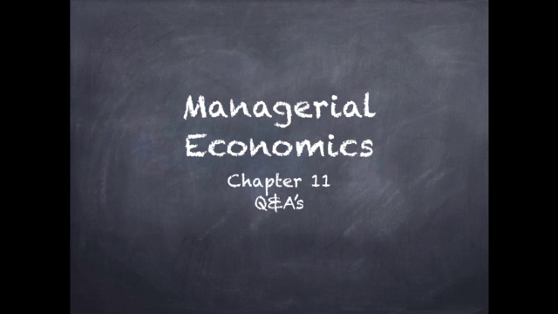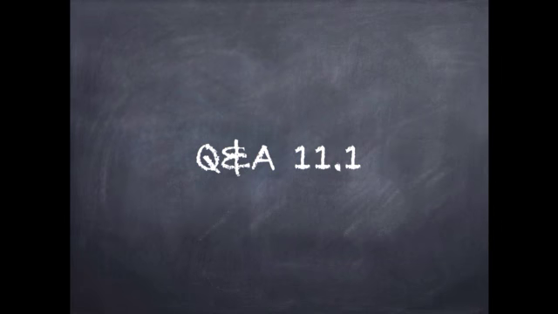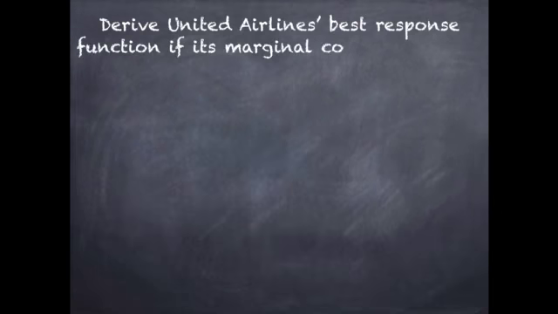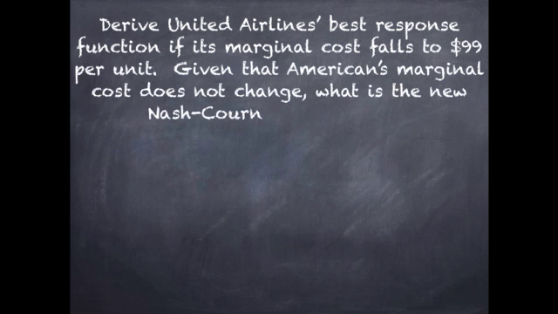As it says here, we're going to be taking a look at Chapter 11, the Q&As, and we're only going to be looking at Q&As 1 and 2. There's a separate video for Q&A 3 that is available to you. So we're taking a look at Q&A 11.1. Derive United Airlines' best response function if its marginal cost falls to $99 per unit. Given that American's marginal cost does not change, what is the new Nash-Cournot equilibrium?